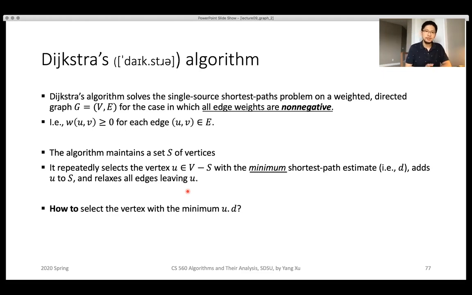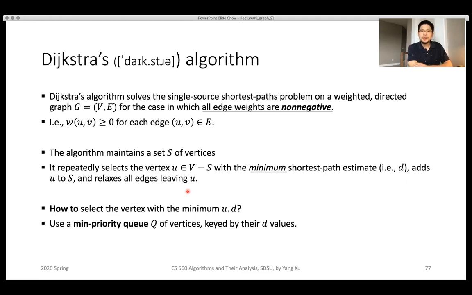The key technical part is how we select a vertex that has the minimum d value, or d attribute. And the answer is also quite straightforward. It is a data structure that we used a lot previously. We will use a minimum priority queue to maintain the remaining vertices, and that minimum priority queue is keyed on the d values. So the vertex in the queue will be extracted if it has the minimum d value.